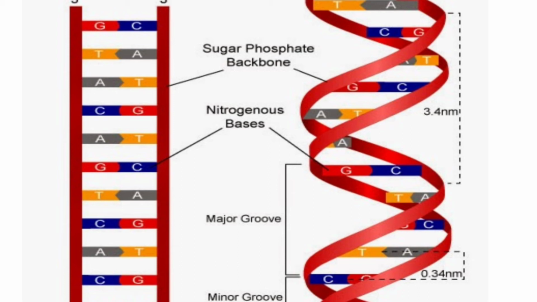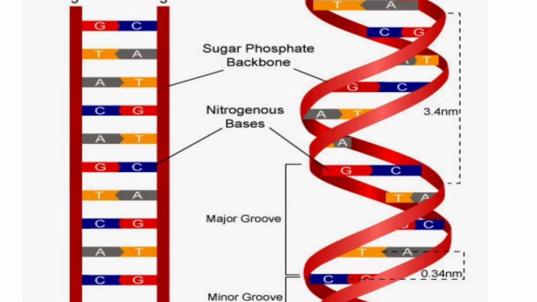There is a double bond between A and T, that is two hydrogen bonds, and between G and C there are three hydrogen bonds. Three hydrogen bonds between G and C, and two hydrogen bonds between adenine and thymine. As per the base pairing rule, A always equals T, and C always equals G.